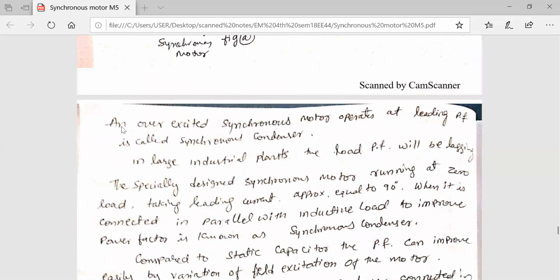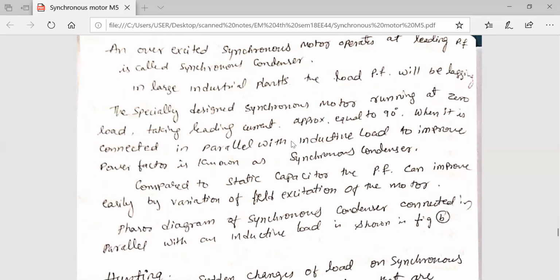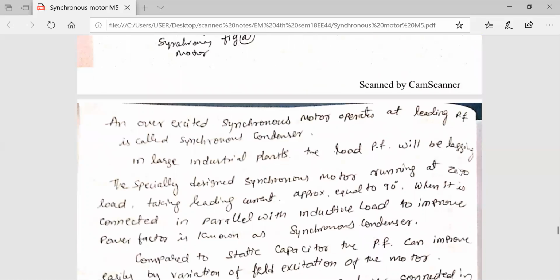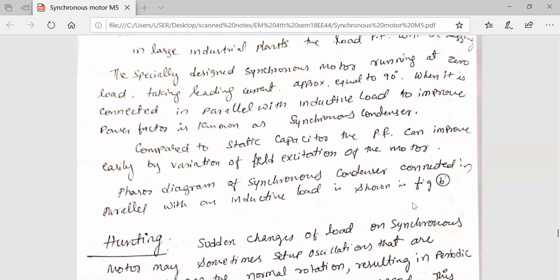The definition is: the overexcited synchronous motor operating at leading power factor is called a synchronous condenser. In large industrial plants, the load power factor will be lagging. A specially designed synchronous motor running at zero load, taking a leading current approximately equal to 90 degrees when it is connected in parallel with the inductive load to improve the power factor, is known as a synchronous condenser.